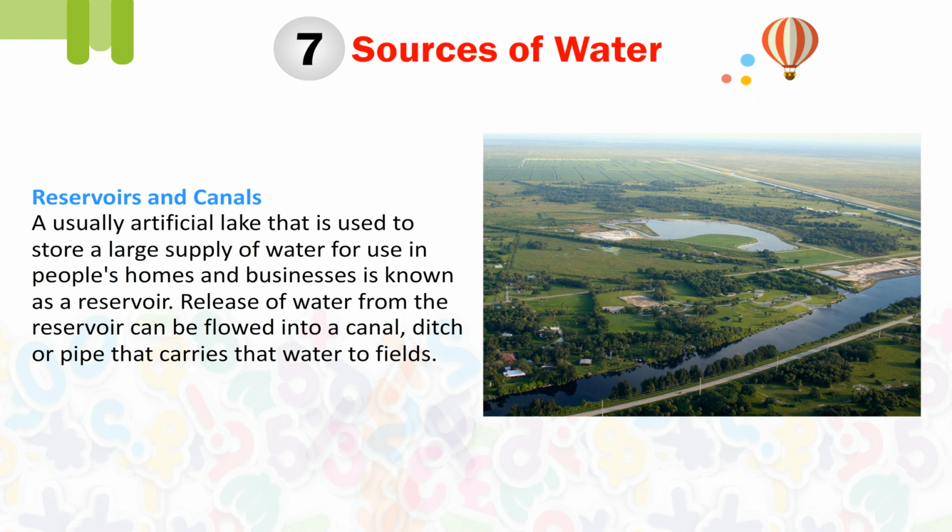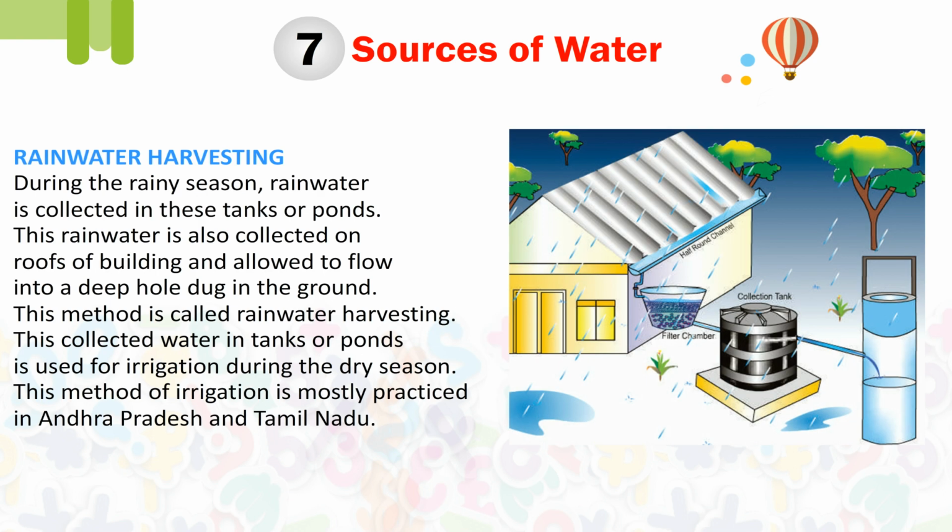Reservoir and canals. A usually artificial lake that is used to store a large supply of water for use in people's homes and businesses is known as a reservoir. Water released from the reservoir can be flowed into a canal, ditch or pipe that carries that water to fields.